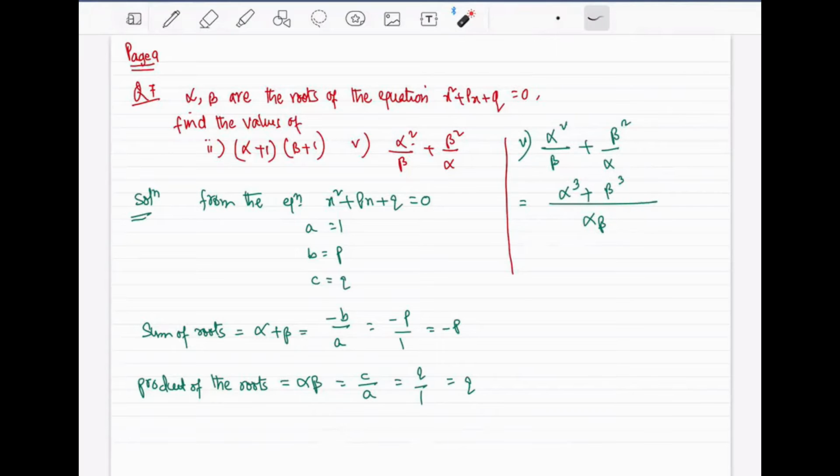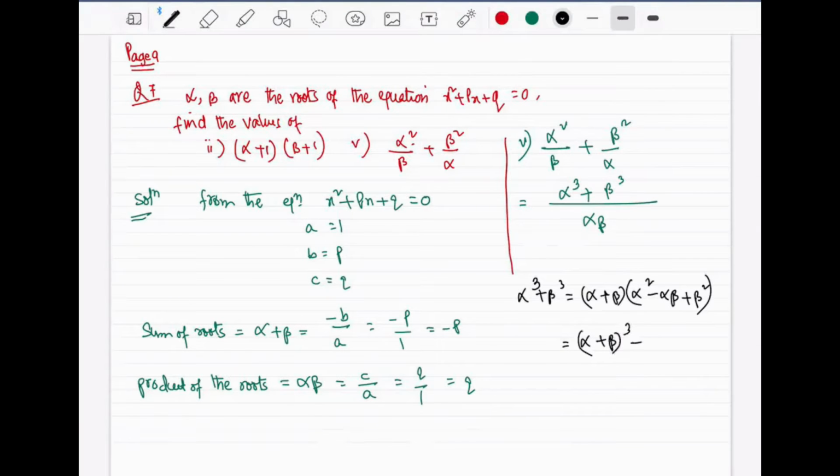Okay, you know there are two ways in which you can expand alpha cube plus beta cube. Let me show it with the black color here. First one is (alpha plus beta) whole bracket, (alpha square minus alpha beta plus beta square). Or the other one is (alpha plus beta) whole cube minus thrice alpha beta, (alpha plus beta). Which one can we use? Let's say I use this one. You know the value of alpha plus beta, you know the value of alpha beta, but we don't know the value of alpha square plus beta square. So this is not a very convenient formula to use here.